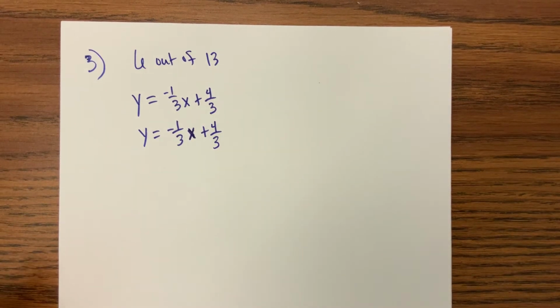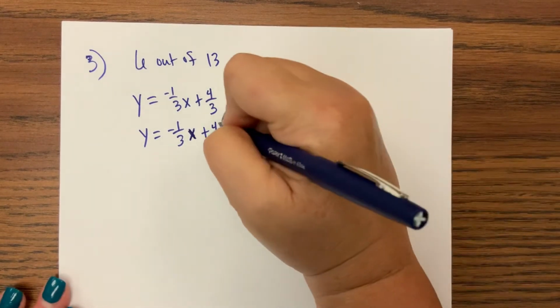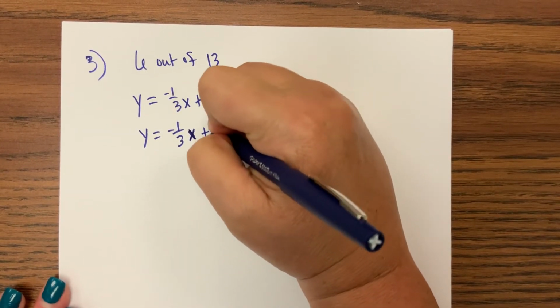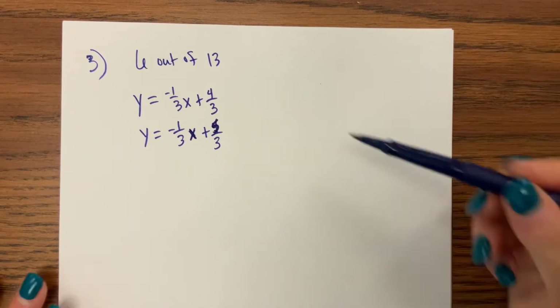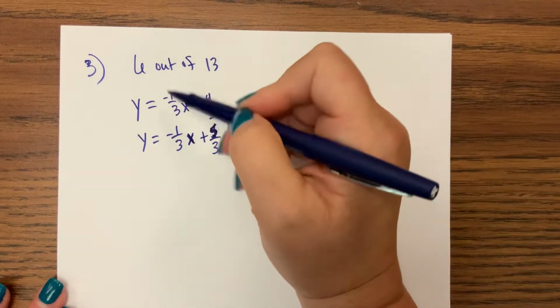She was showing the graph. So this one, I need to change that to 5. Sorry about that. Okay, so this is an example of two lines that have the same slope.